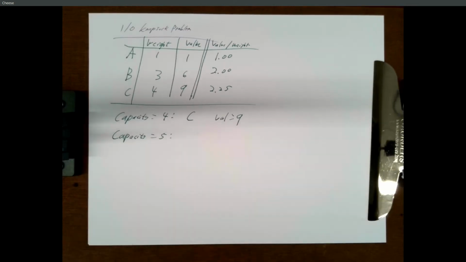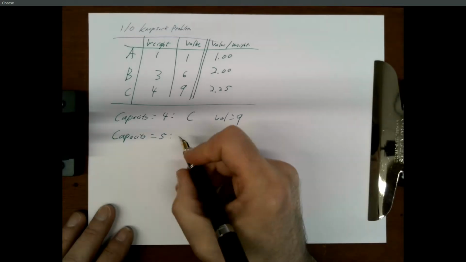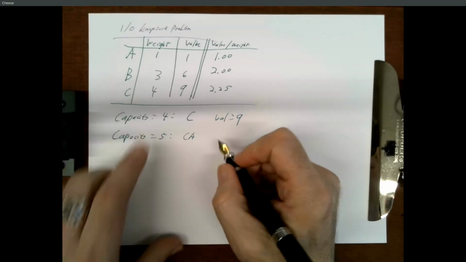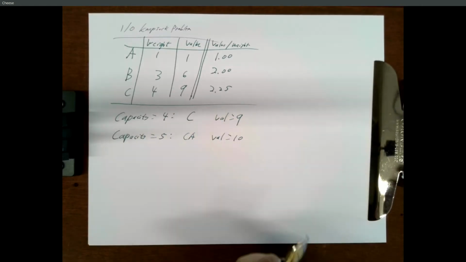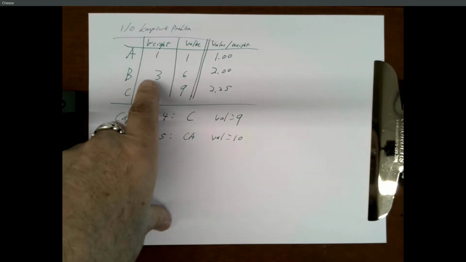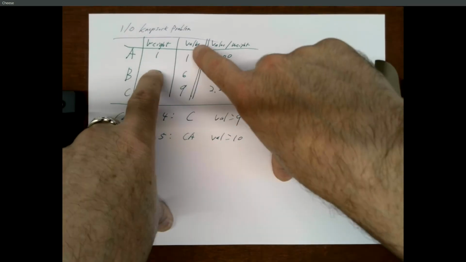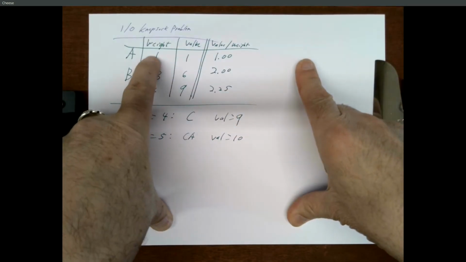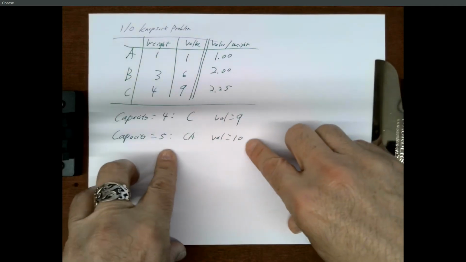All right, if our capacity is 5, what's our best solution? Yeah, C and A. So one of C and one of A gets us a value of 10. And the only other possibilities would be we could do a B and 2 A's. That would get us 6 plus 2 is 8. We could do 5 A's, that would get us 5. Those are worse than this, which gets us 10.